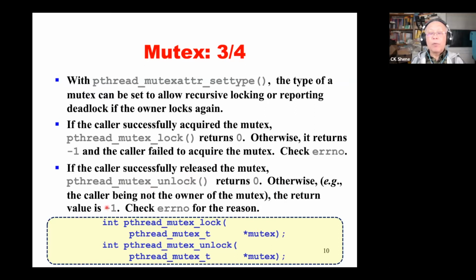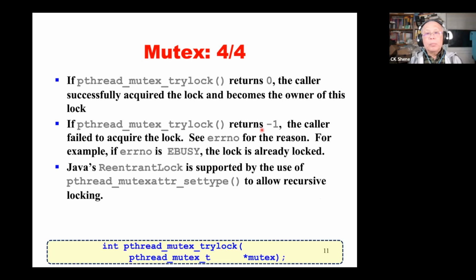Why would it return -1, for example? As we mentioned when we talked about mutex, only the owner can unlock a lock it owns. Therefore, if I own the lock and you try to unlock it, you would definitely get a negative return value because you are not the owner. So check errno for the possible reason. It's very easy. This one is similar to Pthread Monitor's mutex lock. This one is similar to Pthread Monitor's mutex unlock. Pthread also has a try lock.